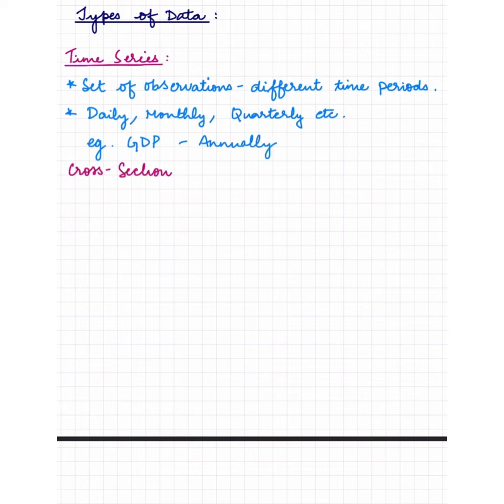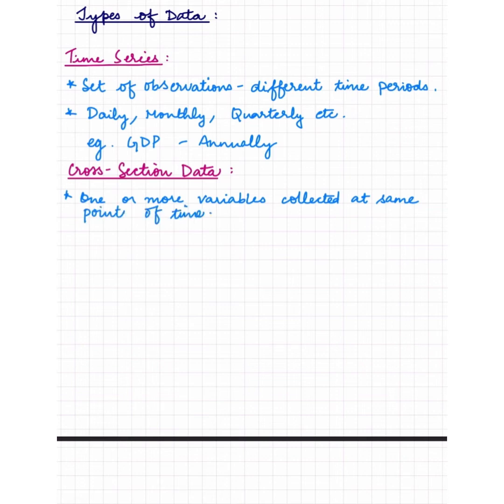Understanding the second type of data, which is cross-sectional data. Here, data on one or more variables is collected at the same point in time. For example, the census or the survey of household consumption expenditure in India conducted by the National Sample Survey Organization.